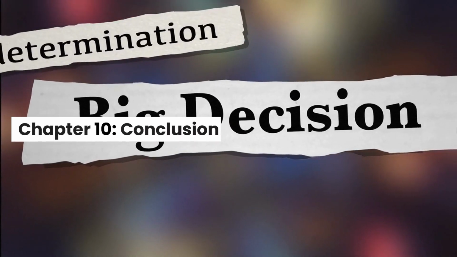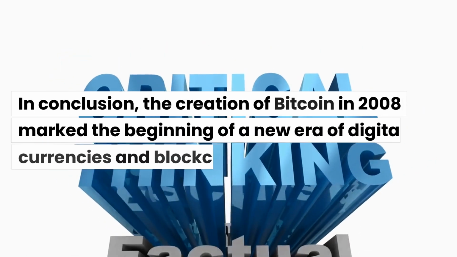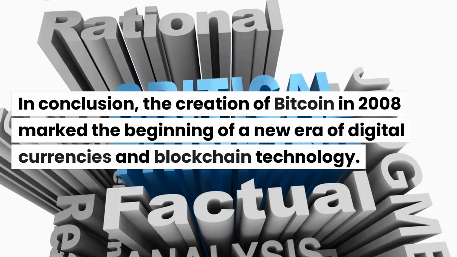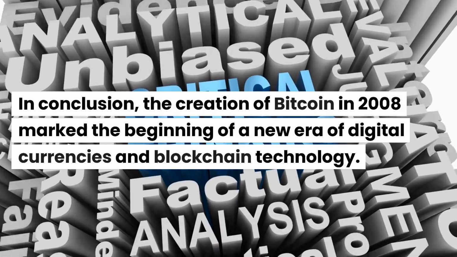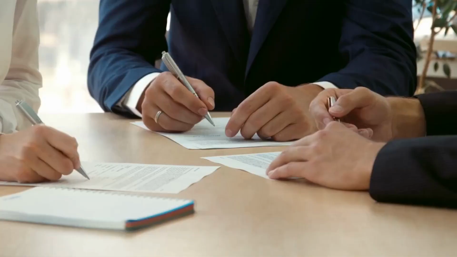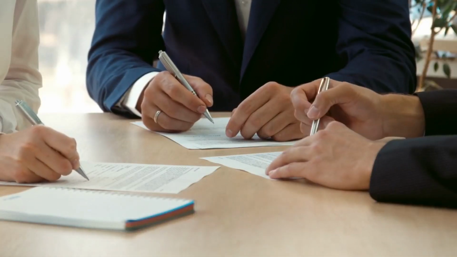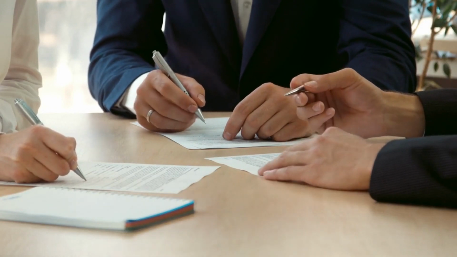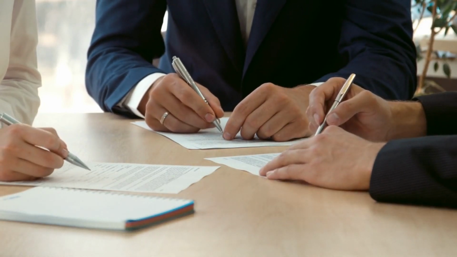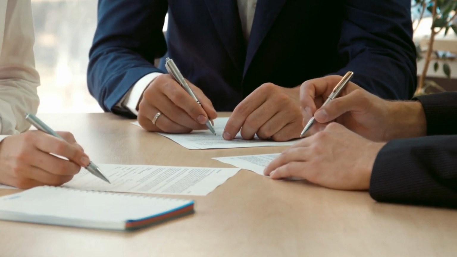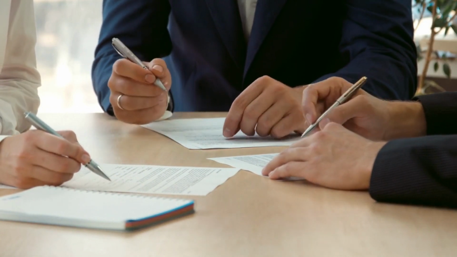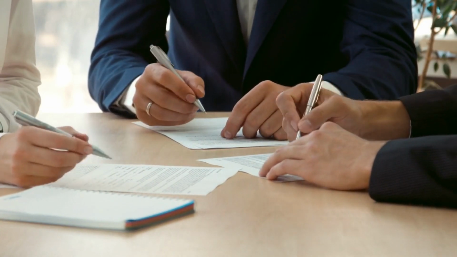Chapter 10: Conclusion. In conclusion, the creation of Bitcoin in 2008 marked the beginning of a new era of digital currencies and blockchain technology. Over the past decade, the cryptocurrency industry has experienced its fair share of challenges, including the Mt. Gox hack and the ICO craze, but has also made significant strides in terms of security, scalability, and regulation.